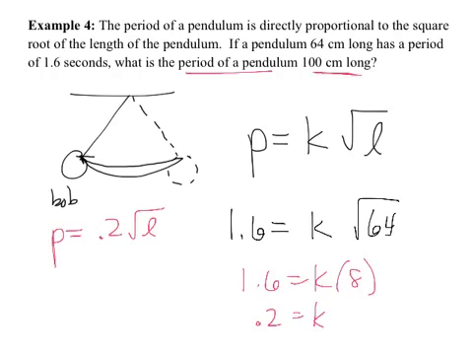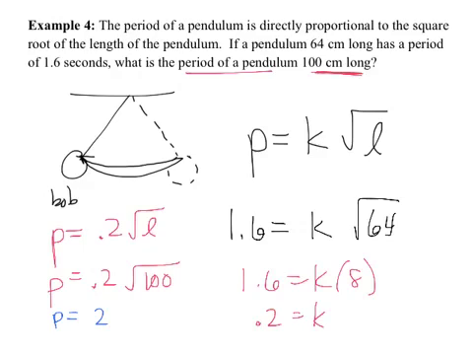and then all we have to do is go ahead and say, oh, if the pendulum is 100 centimeters long, we can find the period. So the length of the pendulum is 100 centimeters. Find the period P. So the period turns out to be, the square root of 100 is 10, and 10 times 0.2 is just going to give us 2.